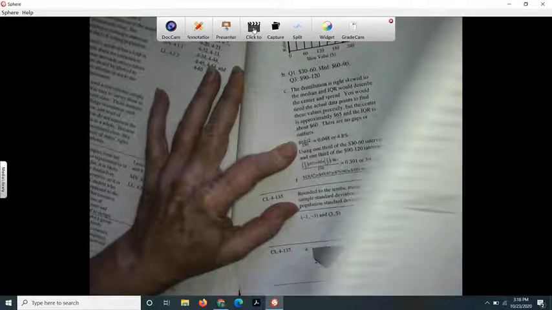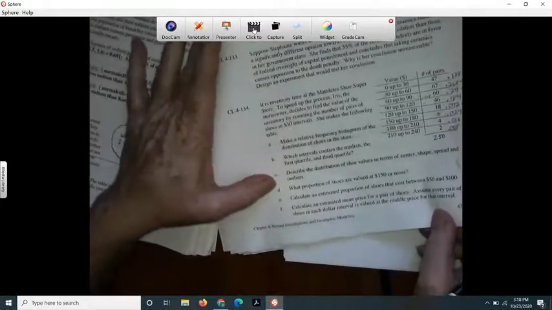There's no gaps or outliers. And then letter D. Let's see what letter D says. Letter D says, what proportion of shoes are $150 or more?